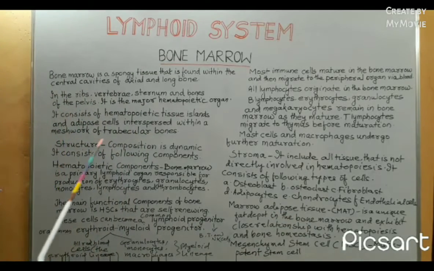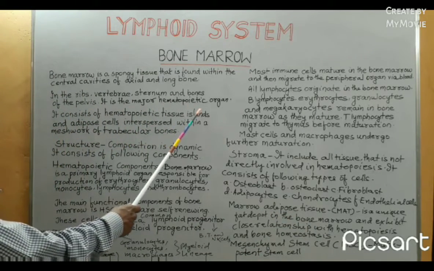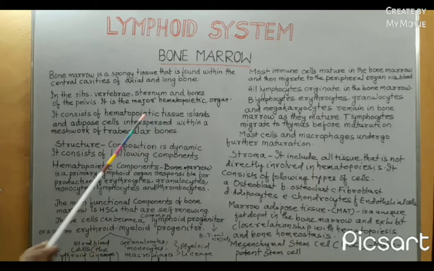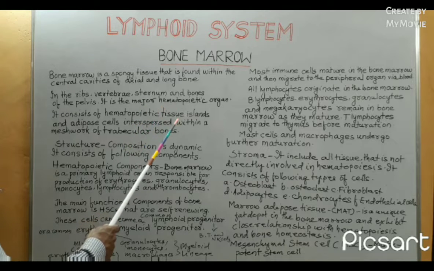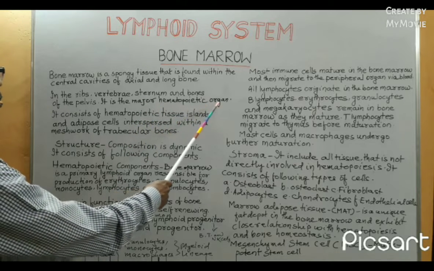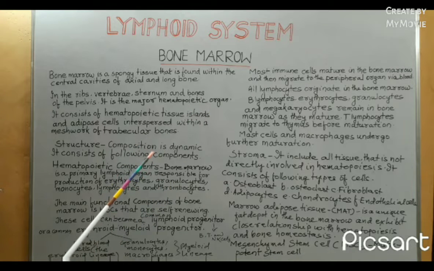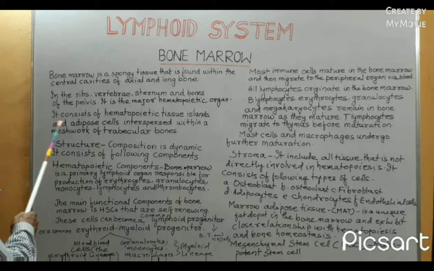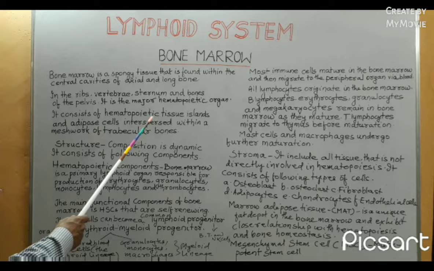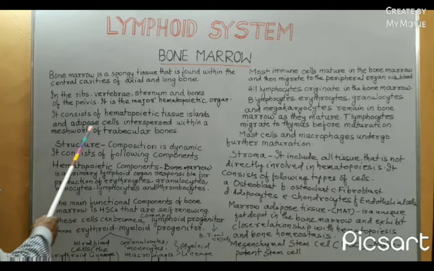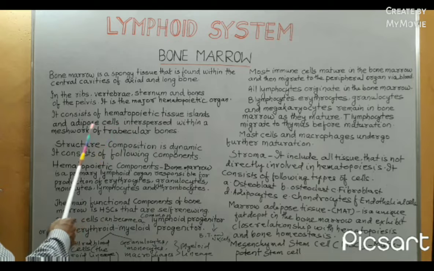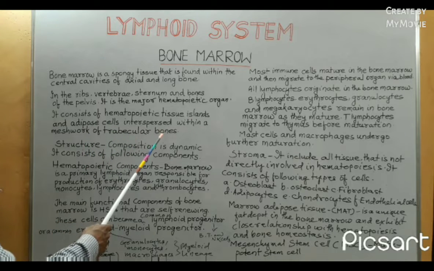The bone marrow is the major hematopoietic organ. What is hematopoietic organ? The organ which participates in hematopoiesis is known as hematopoietic organ. Hematopoiesis is the process by which hematopoietic stem cell is differentiated into various types of blood cells. And the bone marrow consists of hematopoietic tissue islands and adipose cells interspersed within a meshwork of trabecular bones.